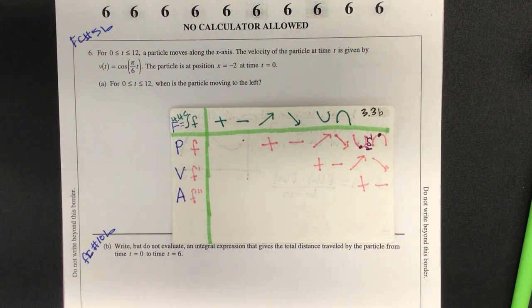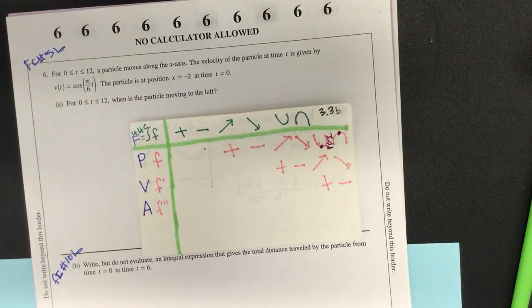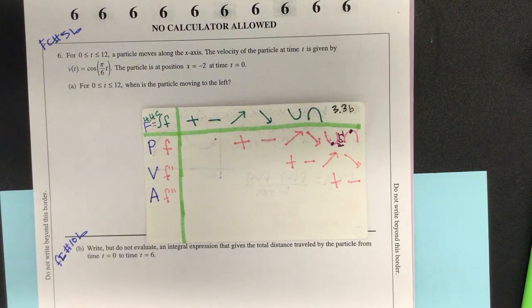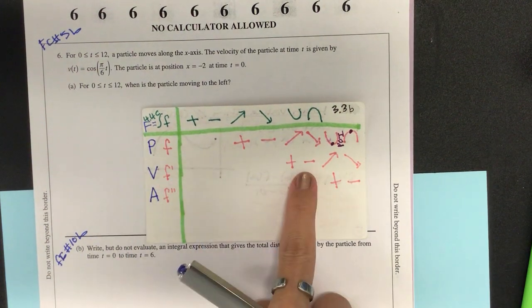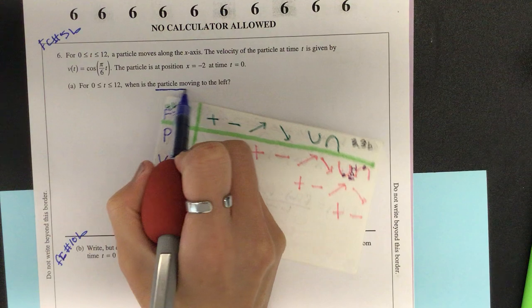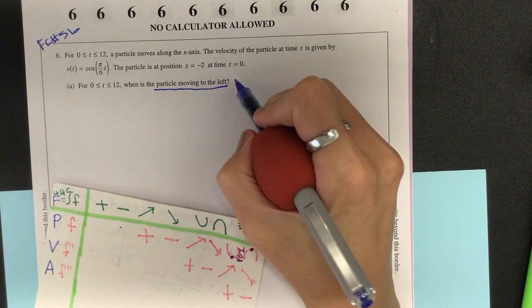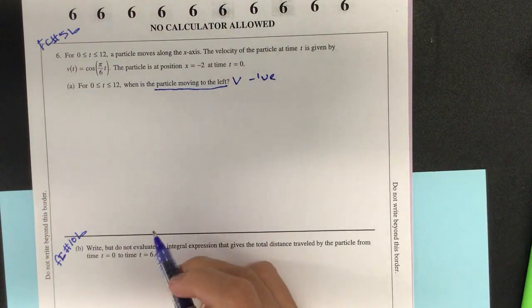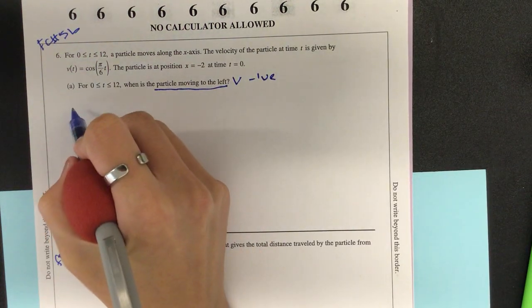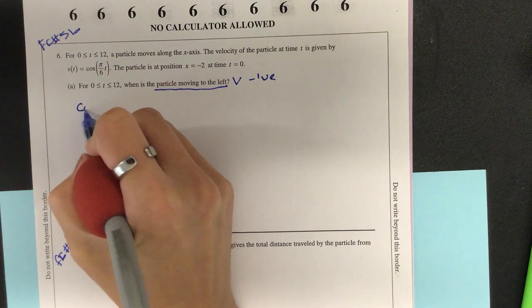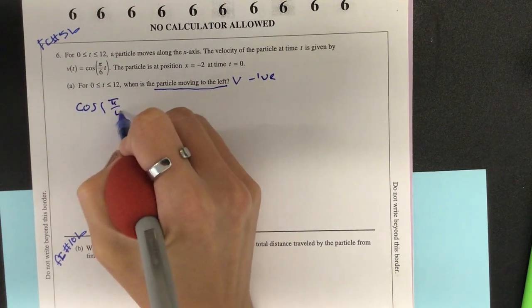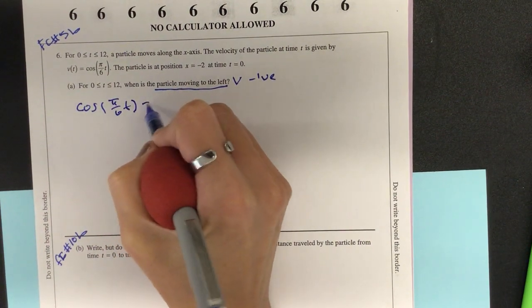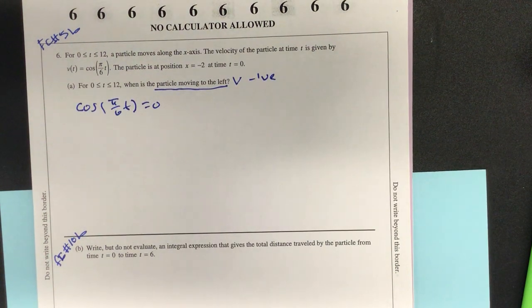If you look at flashcard number 5B, the particle is moving to the left when the velocity has what sign? Negative. So I'm going to put on here, my velocity is going to be negative. We need to figure out when cosine of πt/6 is equal to 0, because once I figure that out, I find my critical points, and then we test the points for negative and positive.